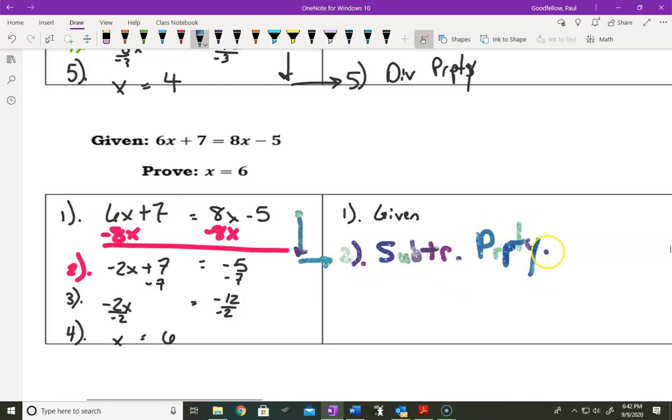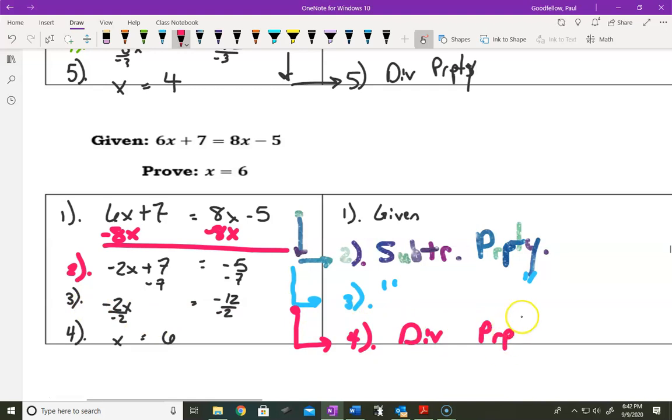Okay, and I don't mind if you abbreviate things, that's totally fine. Next, I went and subtracted 7 on each side until I got this result, and that would be the subtraction property. Again, quotations just means that you got the same thing from up above. And then last but not least, to go from negative 2x minus 12 to x equals 6, I did the division property to get that particular result.